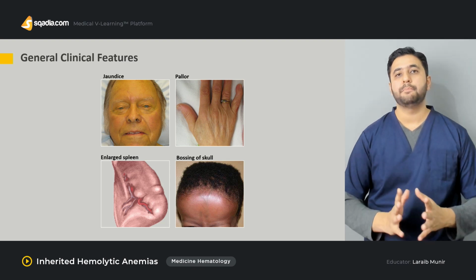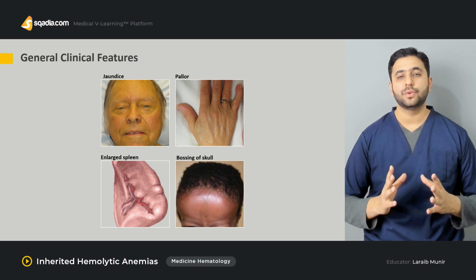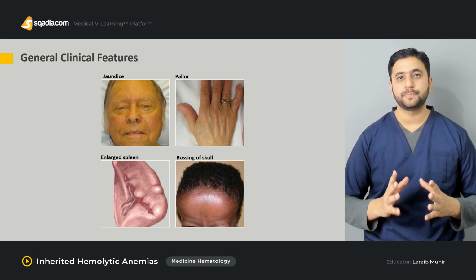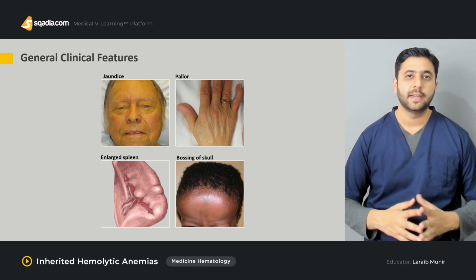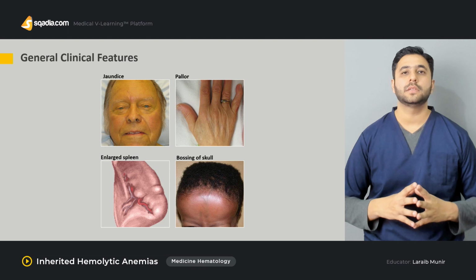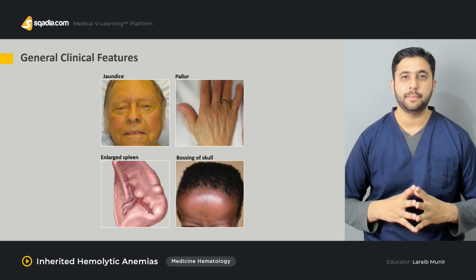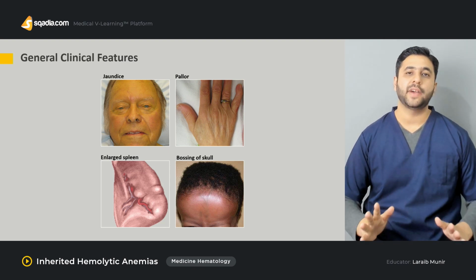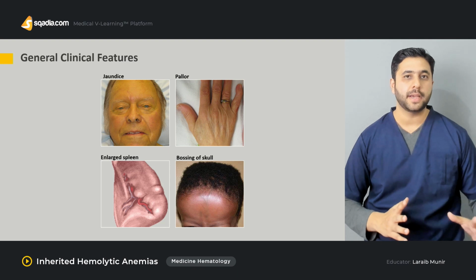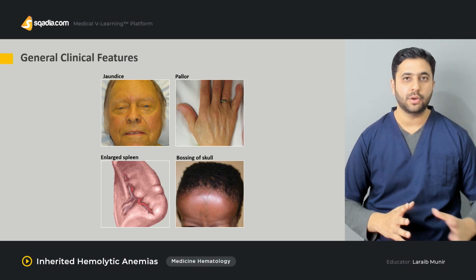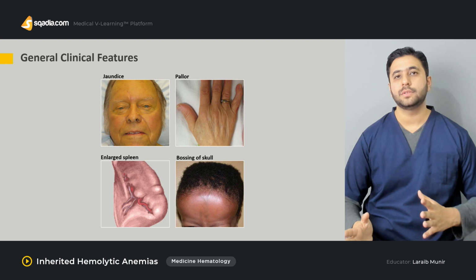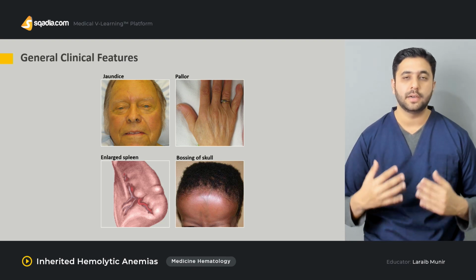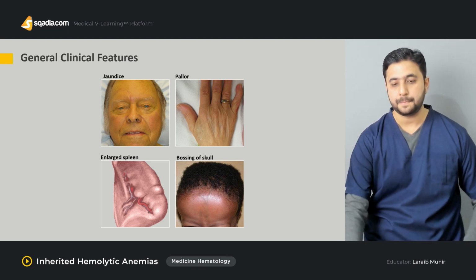So it is very important to calculate the reticulocyte count after correcting for the anemia in any patient who presents us with a suspicion of a hemolytic anemia, because it helps us in identifying the cause of the anemia, whether the problem lies within the bone marrow or whether there is some problem outside the bone marrow that has led to the destruction of the RBCs.